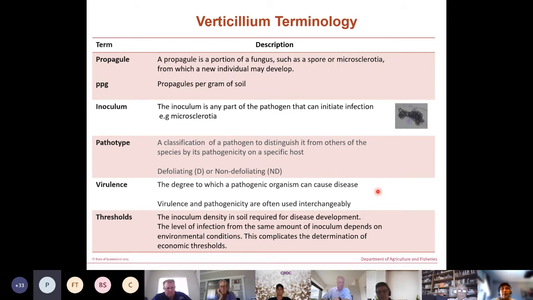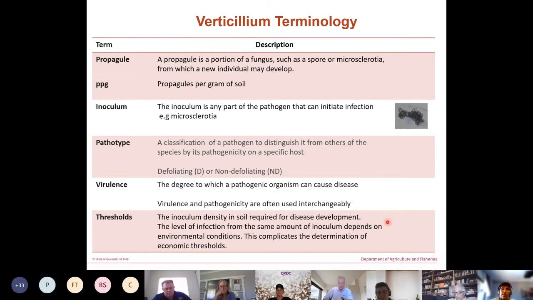Virulence. This is the degree to which that pathogenic organism can cause disease. And we often use virulence and pathogenicity interchangeably. So I don't know if others may see there's a difference, but I really feel virulence and pathogenicity are basically the same. And yeah, as I said, it's the degree to which that organism can cause disease.